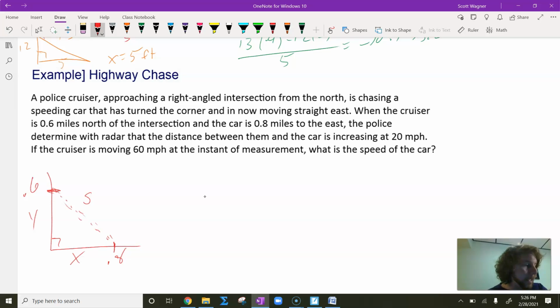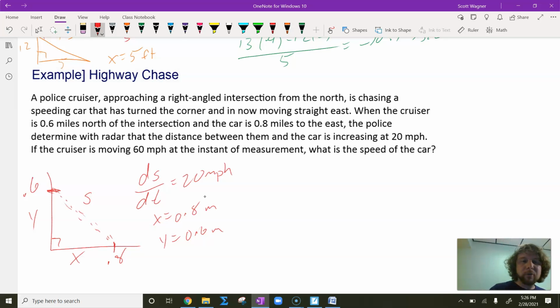There's a little bit more in the explanation. We also know that ds/dt, the change of distance compared to time between the two vehicles, is 20 miles per hour. We also know that the specific x value is 0.8 and the specific y value is 0.6, and that's miles. And one more thing we know is that the cruiser is moving 60 miles per hour at the instant of measurement.